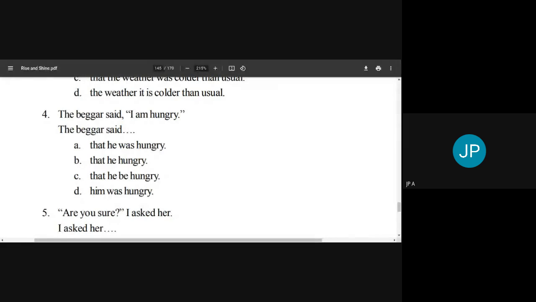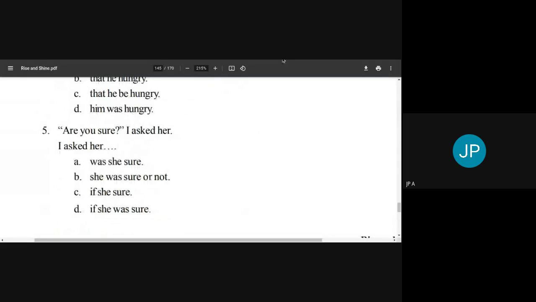Yes, thank you for those responses. Are you sure? It's a yes or no question. For yes or no questions, we have to use if or whether. C has if, but it has no verb. Only D has a verb. So are becomes was, simple present tense becomes past tense. So if she was sure. I asked her if she was sure, or I asked her whether she was sure. So I asked her if she was sure is the correct answer.